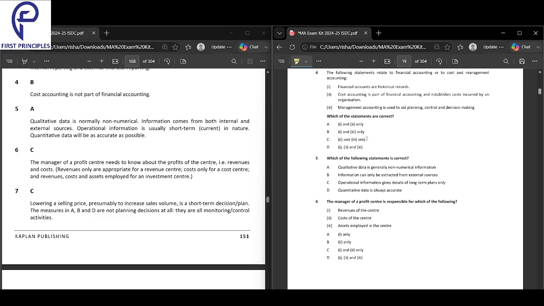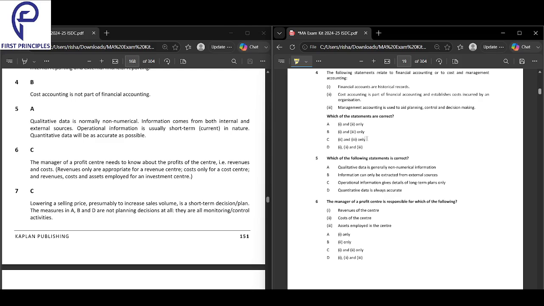Okay, moving on to the fourth question here. Which of the following relate to financial? Which are correct? Which are wrong? Firstly, financial account relates to historical records, right? So is this statement correct? Is this statement wrong? They are only asking for the correct statement. This is definitely correct, that financial accounts are related to past data, historical data.